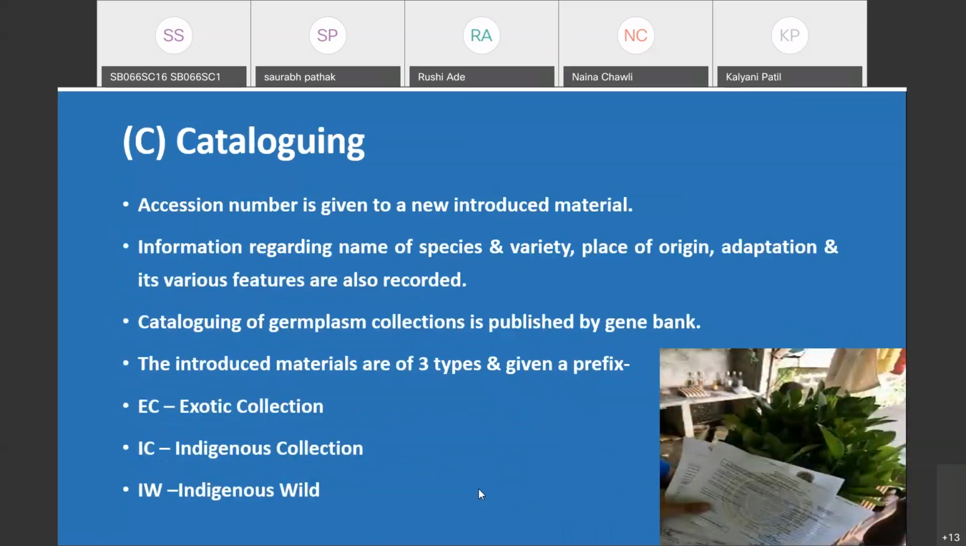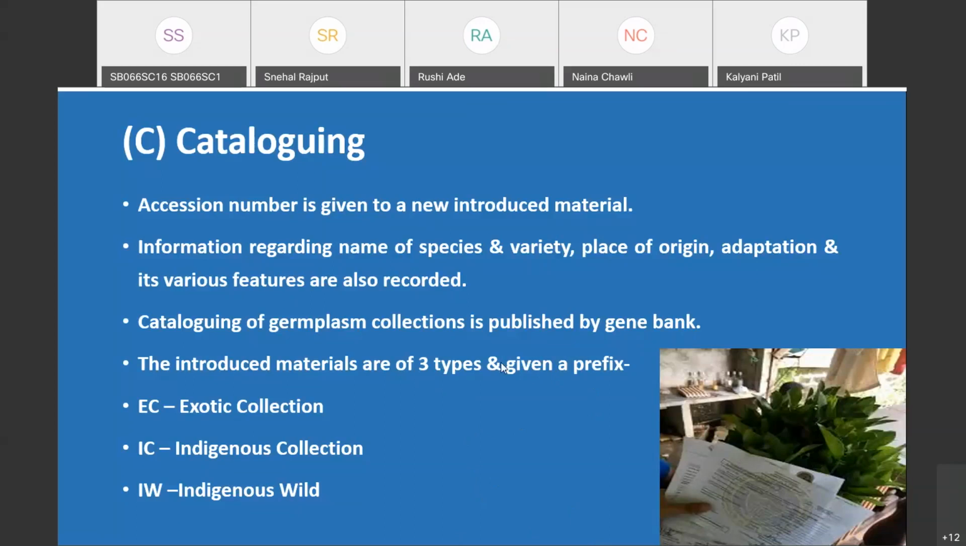Okay, the third step is cataloging. Okay, what is meant by cataloging? After the quarantine, after issuing the phytosanitary certificate, an accession number is given to the newly introduced material. Okay, and the information regarding the name of the species and variety, then place of origin, adaptation, and its various features are also recorded.